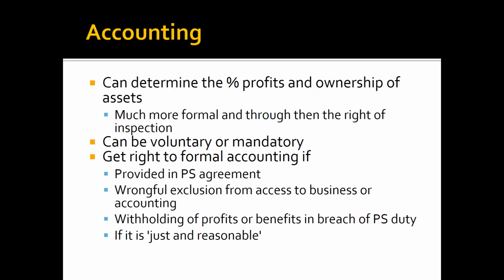Now, this can be a voluntary accounting. You can say, okay, I want an analysis of the books to find out what I'm owed. Or it can be mandatory. A court can say, we think some chicanery is going on, that you've been defrauding a partner. We're going to order it.